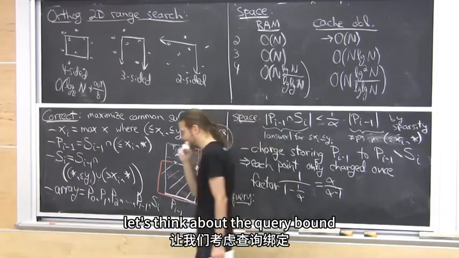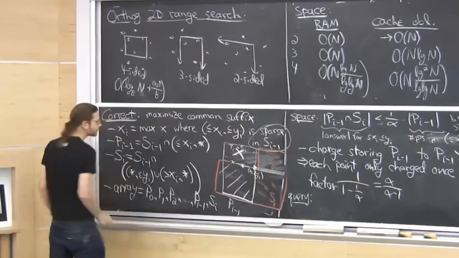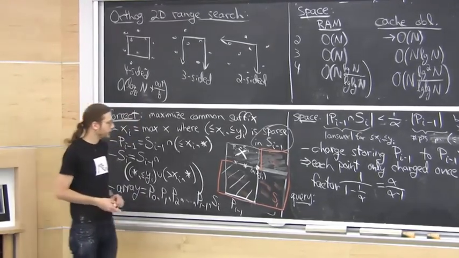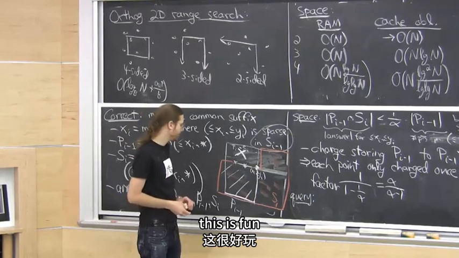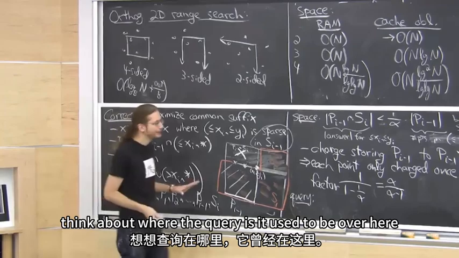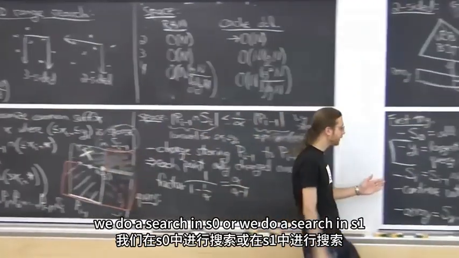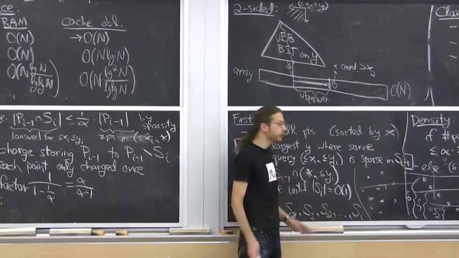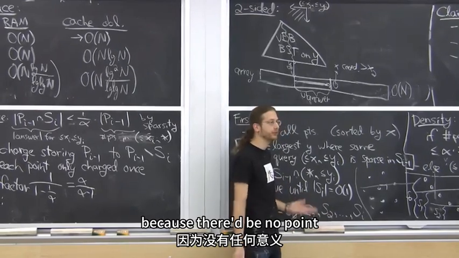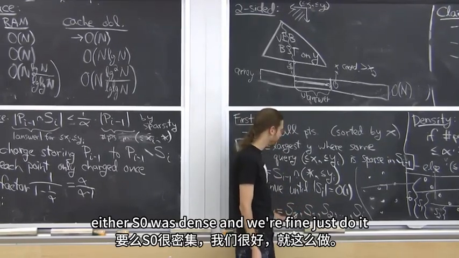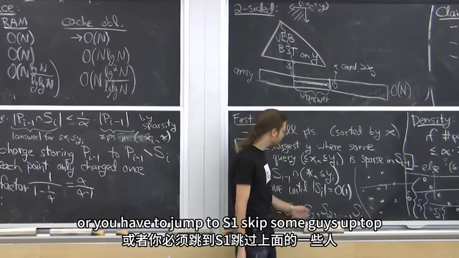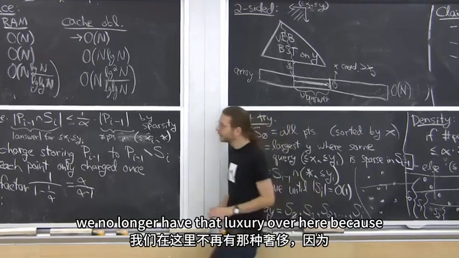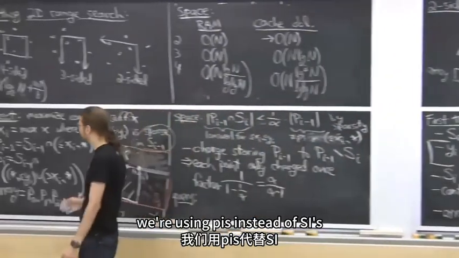Let's think about the query bound. This is fun. Think about where the query is. It used to be, over here, we do a search in S0, or we do a search in S1, or we do a search in S2. We'd never look at multiple SIs, because there'd be no point. Either S0 was dense and we're fine, just do it, or you have to jump to S1, skip some guys up top, do a search in there, fine. We no longer have that luxury over here because we're using PIs instead of SIs.